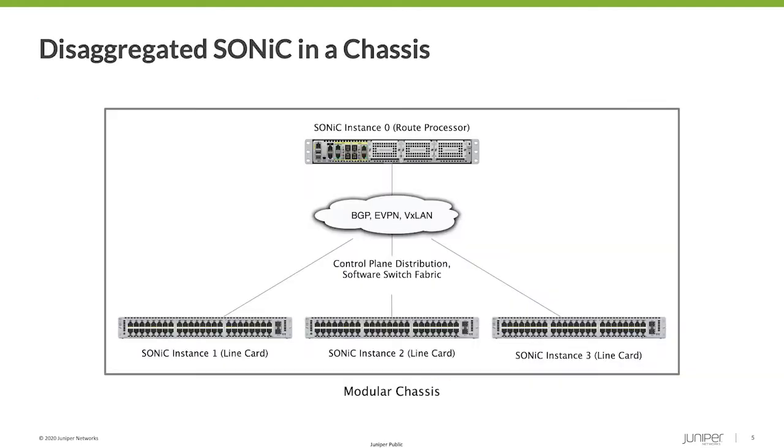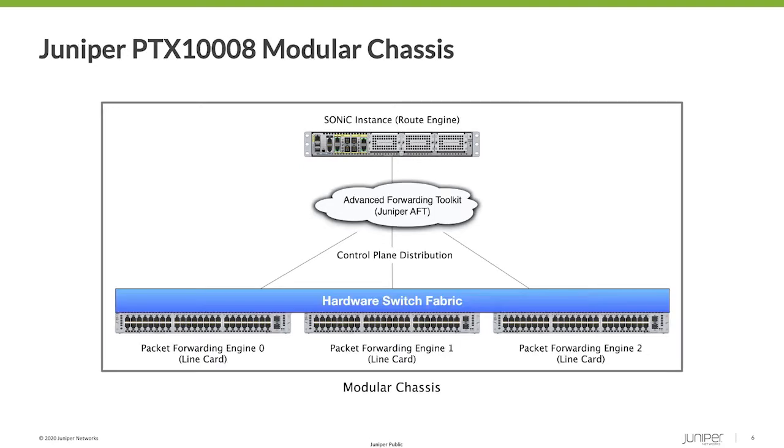As you can see, there are multiple SONiC instances that comprise the cluster. BGP, EVPN, and VXLAN handle control plane distribution as well as the software fabric. Contrast that with the Juniper PTX 10008 with a single route instance, a hardware switch fabric that interconnects all the line cards. In this case, none of the line cards run SONiC. We use Juniper's Advanced Forwarding Toolkit, or AFT, to distribute routes across the line cards. AFT is part of the Juniper HAL.